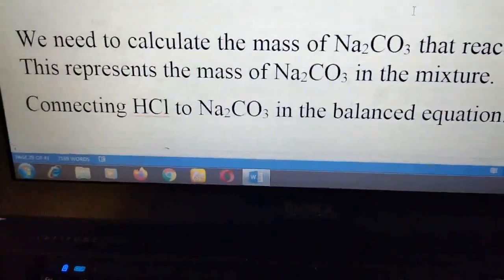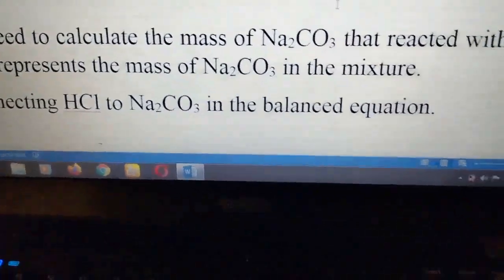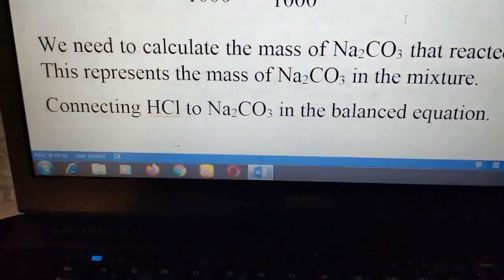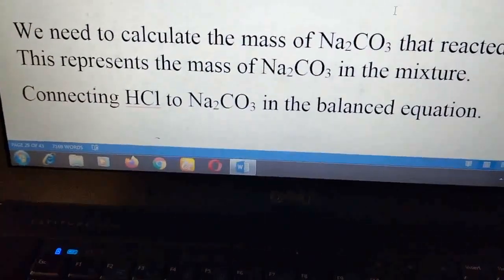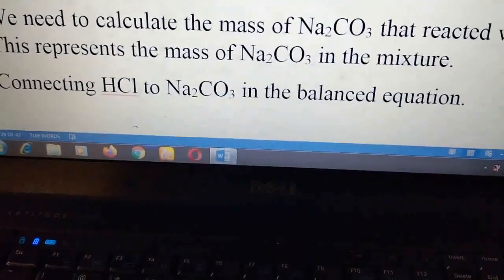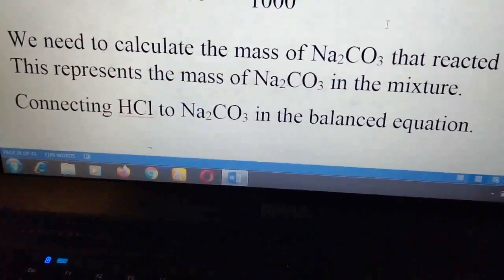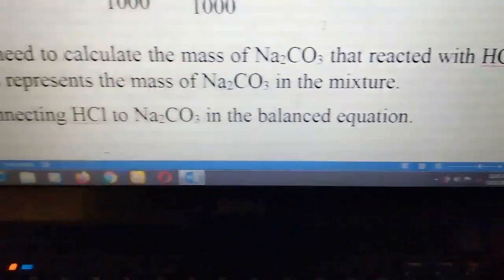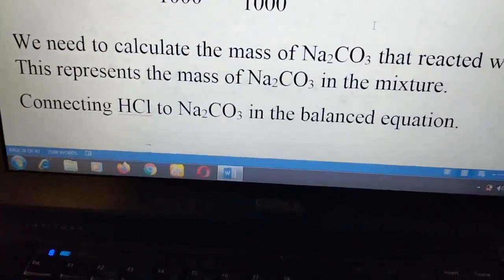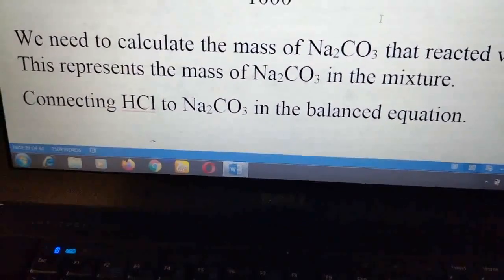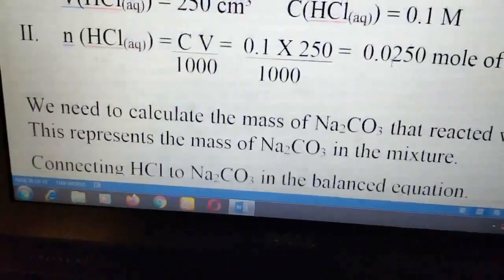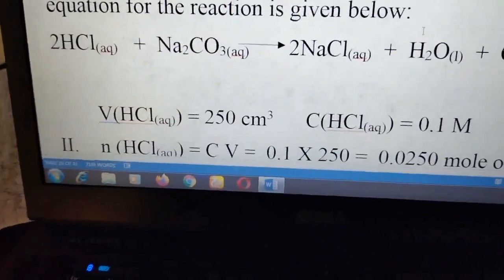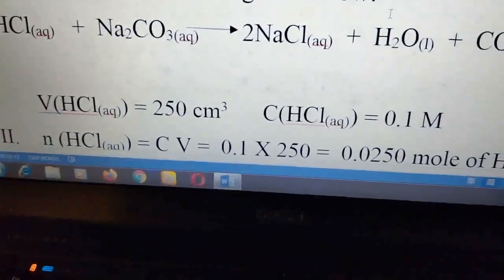Having done that, we need to calculate the mass of sodium carbonate that reacted. Remember, the question is to find the percentage of sodium chloride in the mixture. We have to first of all find the mass of sodium carbonate that reacted, and that will represent the mass of sodium carbonate in the mixture. So we'll go to the balanced equation and connect HCl to sodium carbonate. You see the equation, 2 moles of HCl to 1 mole of sodium carbonate.